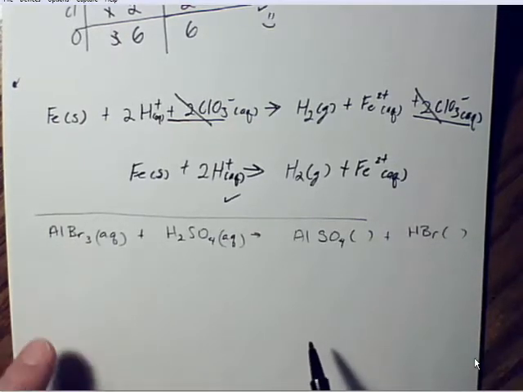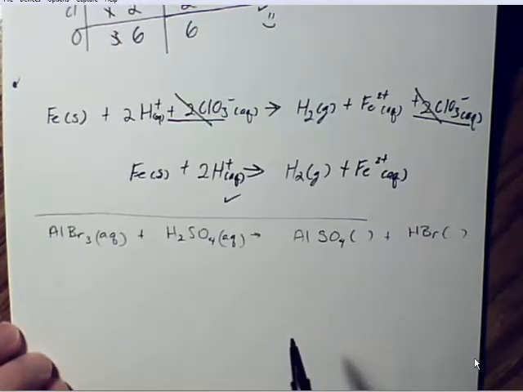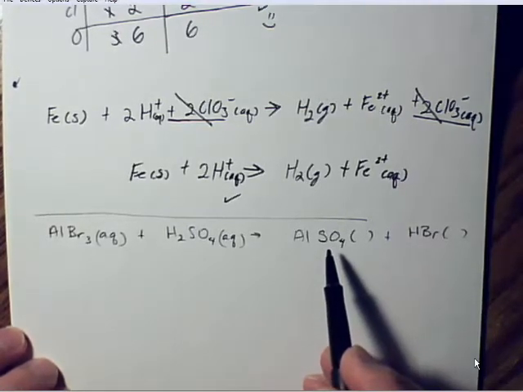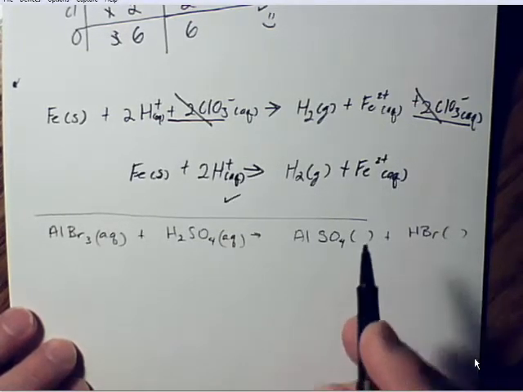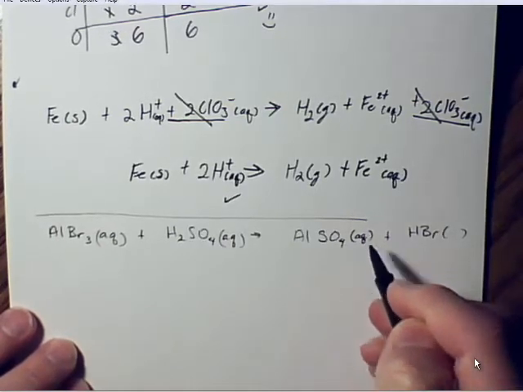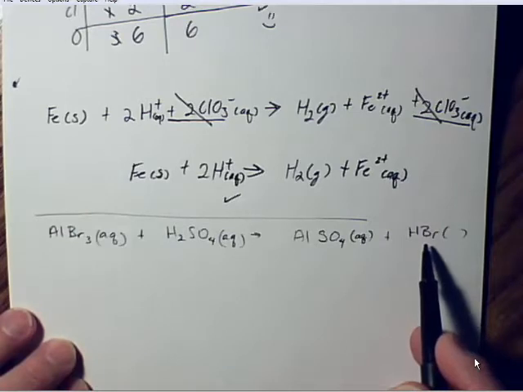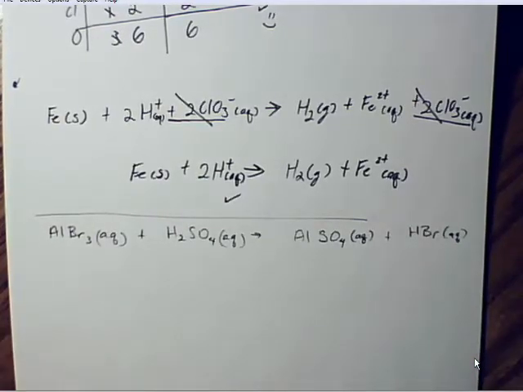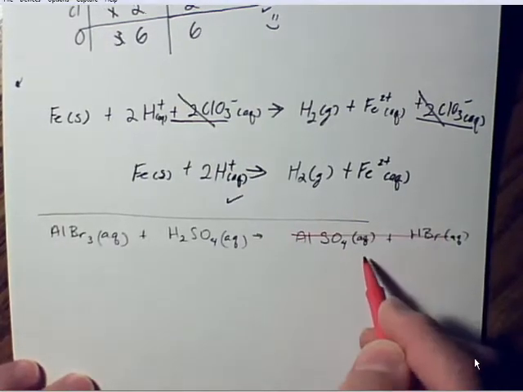Okay? Driving force for double replacement reactions is the formation of a solid, the formation of water, or the formation of a gas. Okay? If you don't have one of those three, you don't have a driving force. So if I look on the solubility rules, I see that sulfates are almost always soluble, while there are some exceptions. Aluminum is not one of the exceptions, so this is aqueous. Bromides are almost always soluble, while there are some exceptions. Hydrogen is not one of them.